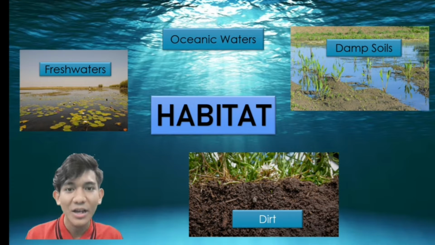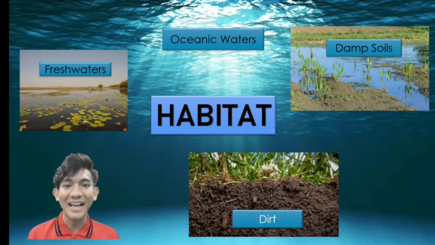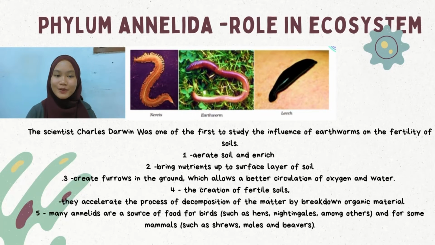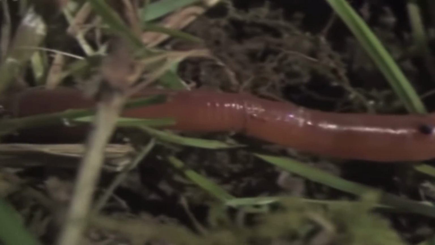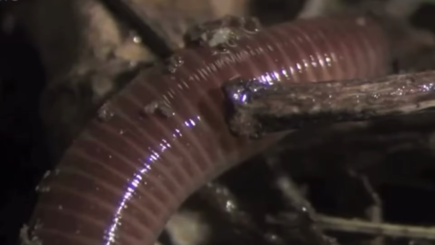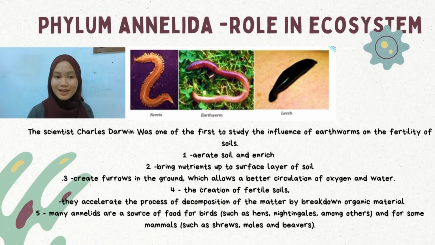Now, Nana, would you please tell us the role of Phylum Annelida in our ecosystem? Hi, did you know that long before the invention of tools to plow soil, the land was regularly plowed, and still continues to be plowed, by earthworms? As you can see, earthworms and other worms can be very beneficial to us as humans and also to the environment. Fun fact, the first scientist to study the influence of earthworms on the fertility of soil was Charles Darwin.